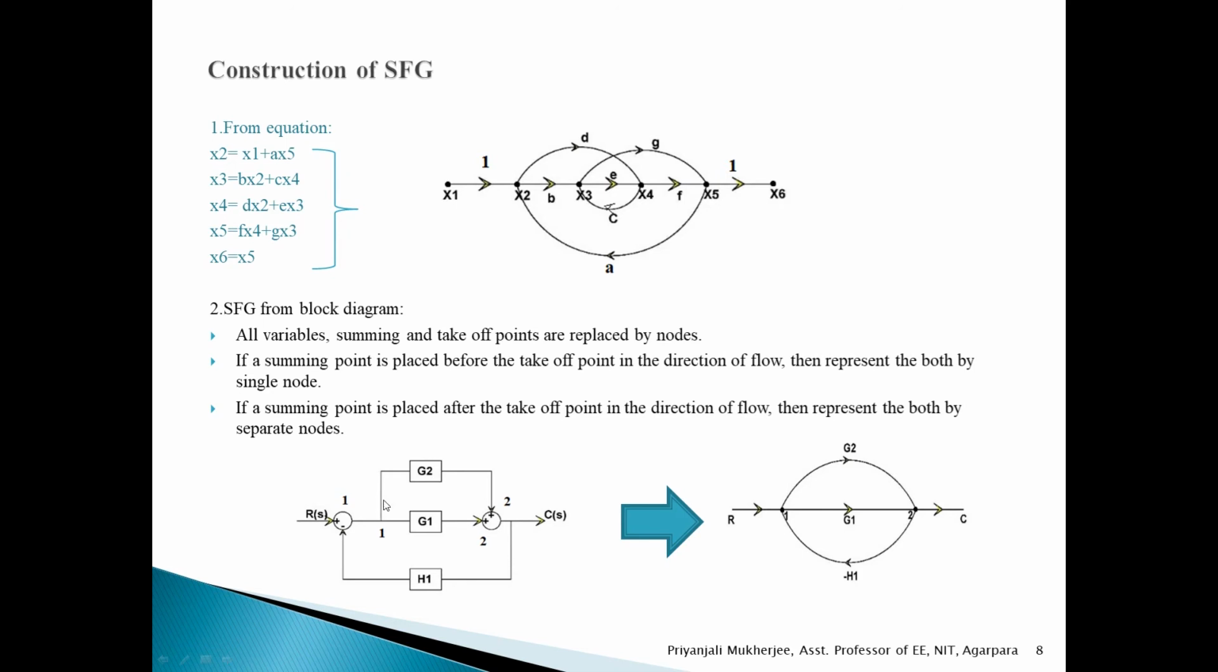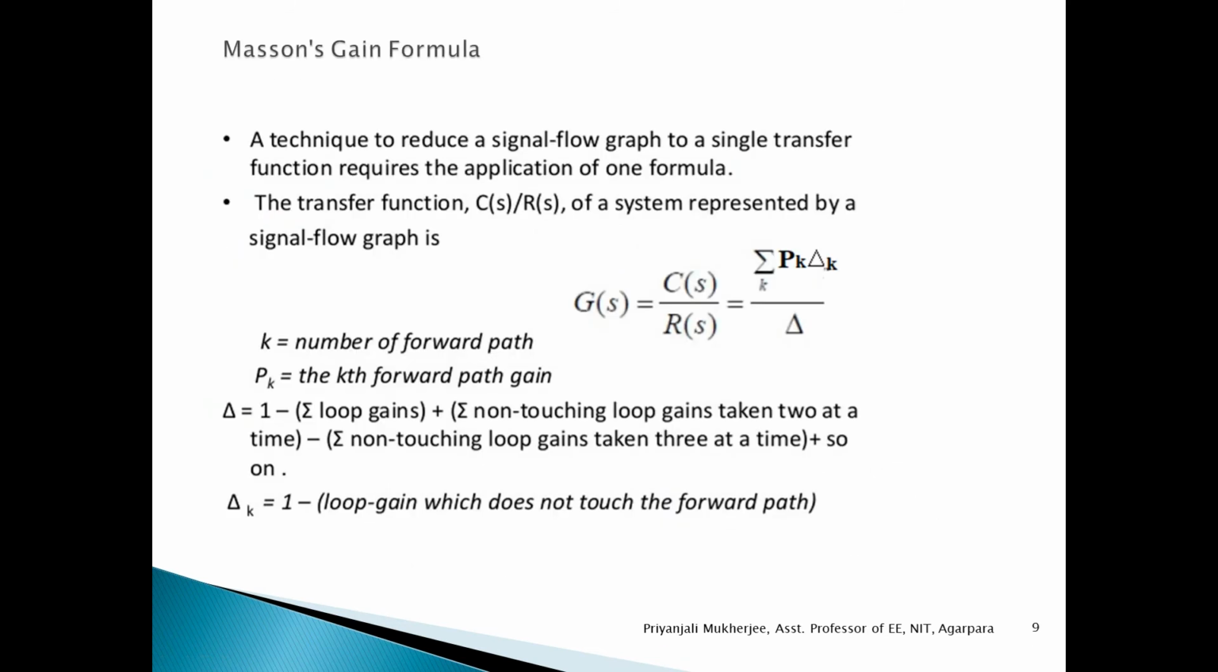In between 1 and 2, in the direction of the flow, there are two transmitters, G1 and G2. Whereas in feedback, that is in the opposite direction of flow, H1 is present. Due to the minus sign in this coming point, H1 is used as a negative feedback, so we need to put the minus sign over here. So this is the complete signal flow graph from the block diagram.